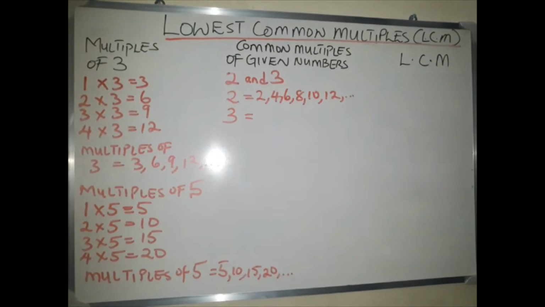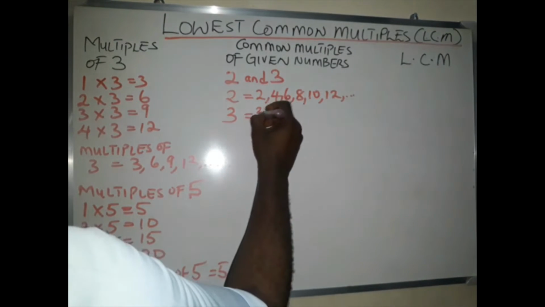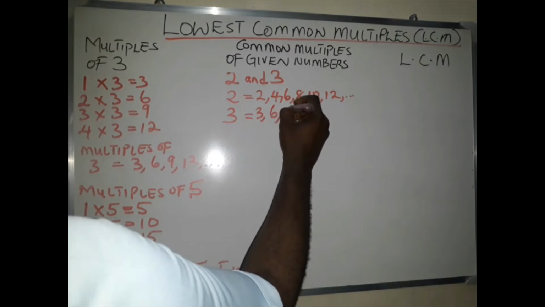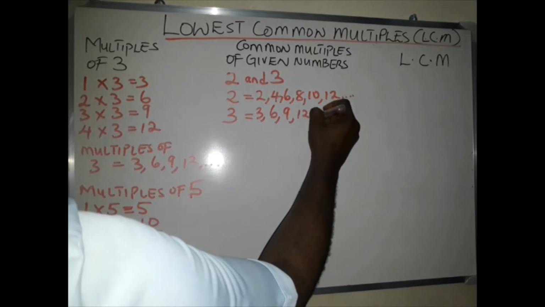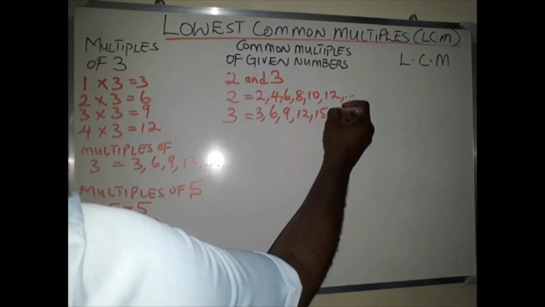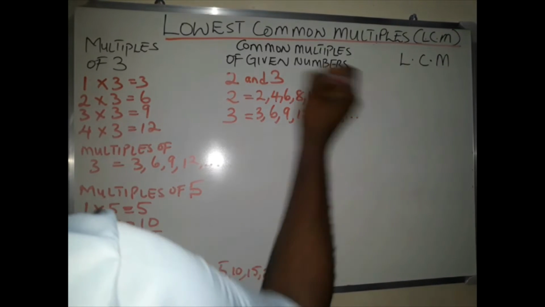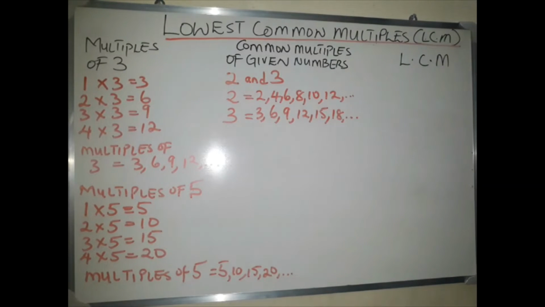Now, going to the multiples of 3, we write 3 times 1 is 3, 3 times 2 is 6, 3 times 3 is 9, 3 times 4 is 12, 3 times 5 is 15, and 3 times 6 is 18. Stop here. Now, we've gotten the multiples of 2, and we've also gotten the multiples of 3. But now, we want to find the common multiples of both 2 and 3, and that is those numbers that 2 and 3 can divide without a remainder.